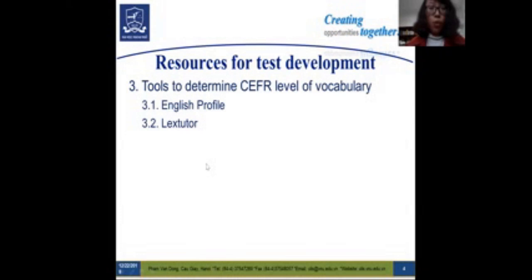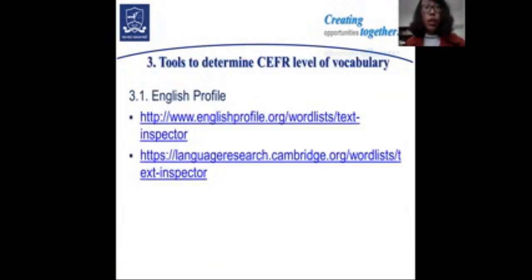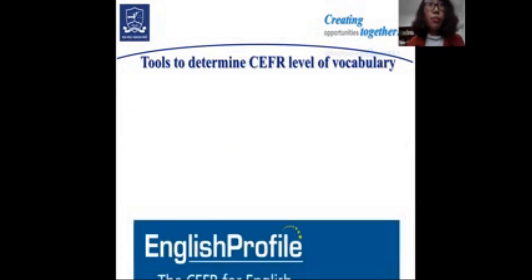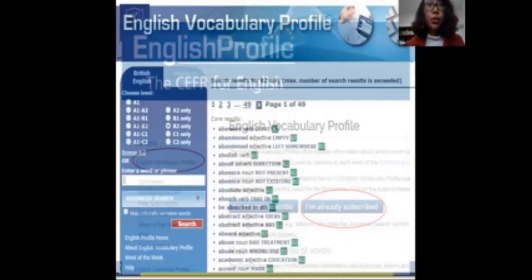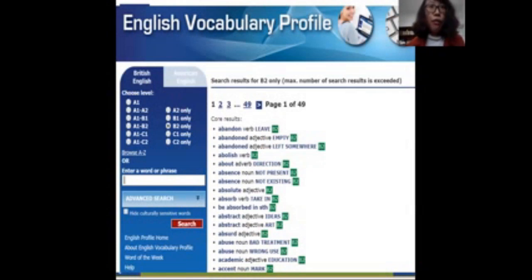And moreover, we also have some other tools to determine the CFR levels of vocabulary. I would like to introduce here the English Profile and LexTutor. Firstly, with English Profile, you can get access to the vocabulary list of a particular level from A1 to C2. For example, here we have the B2 level vocabulary list.